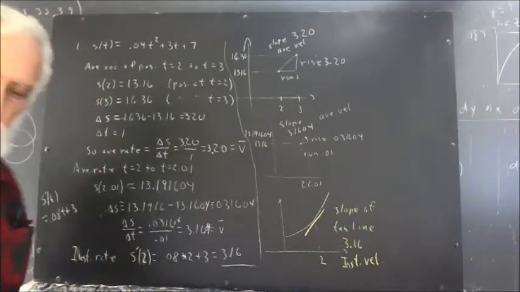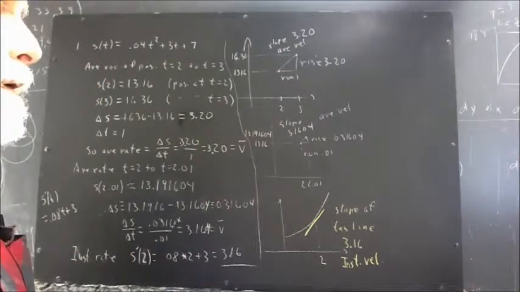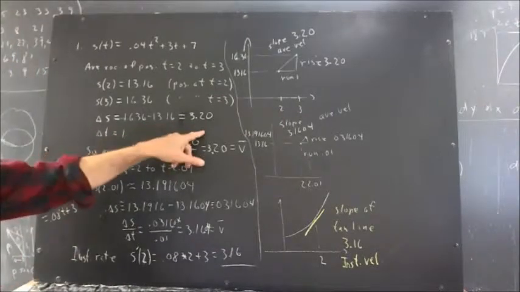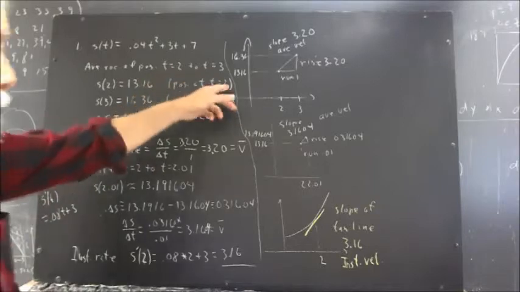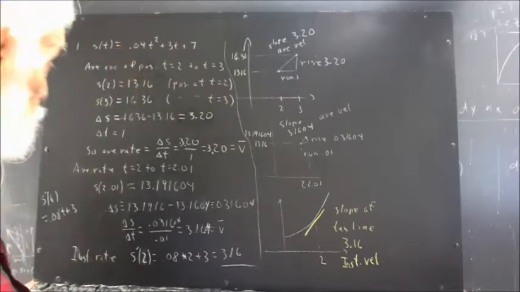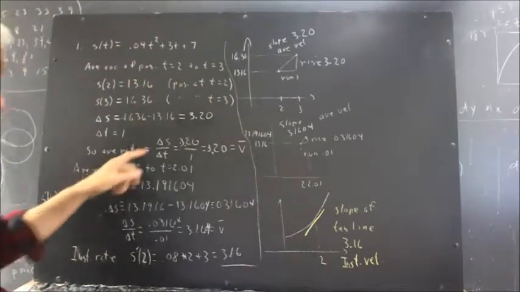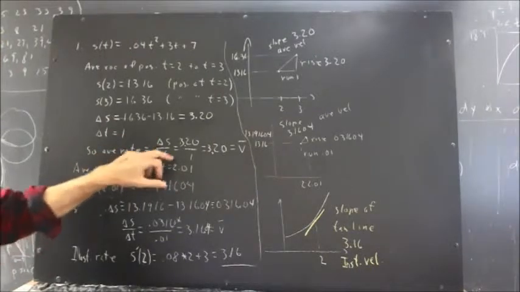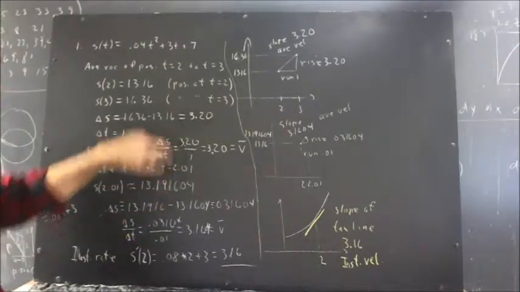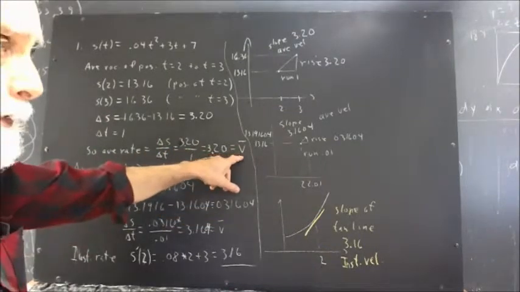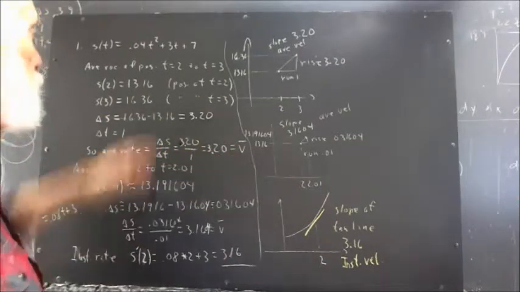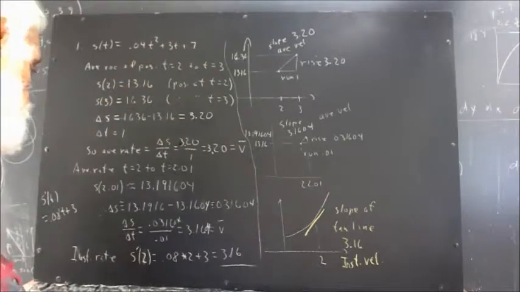And that's written so badly I need to fix it. Okay, so the change in position is 3.20, and the change in time is just from 2 to 3. The change is 3 minus 2, which is 1. Thus, the average rate is change in position divided by the change in the clock time. 3.20 divided by 1 is 3.20, and that's the average velocity between 2 and 3 seconds.